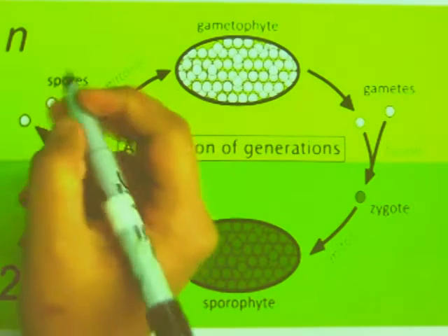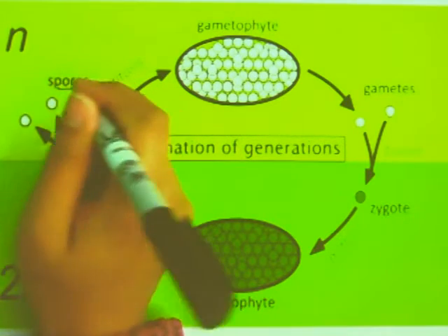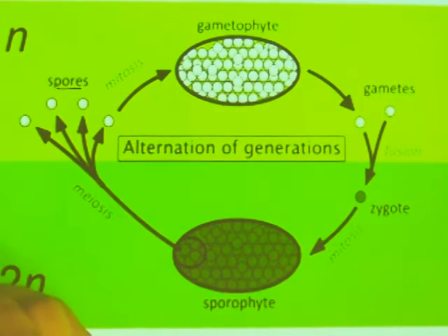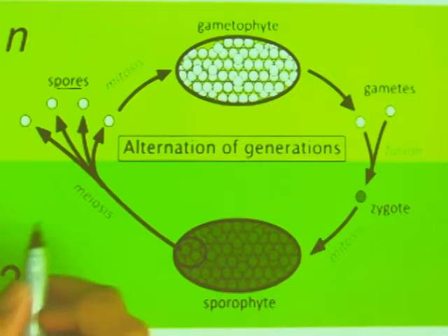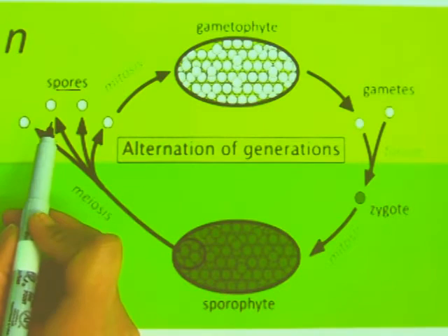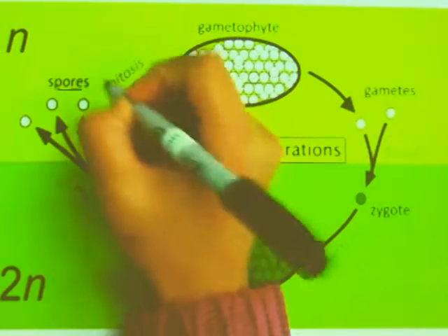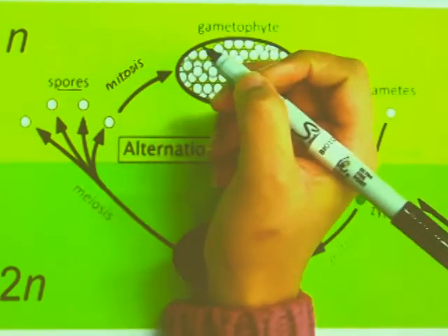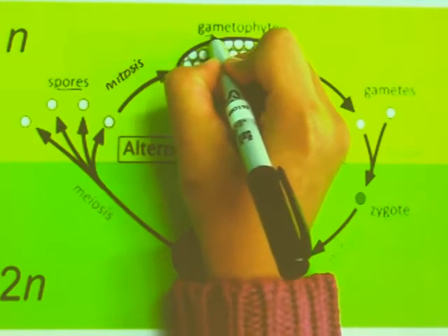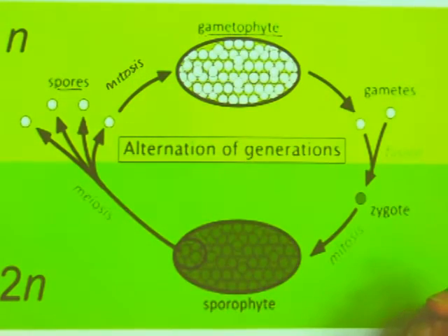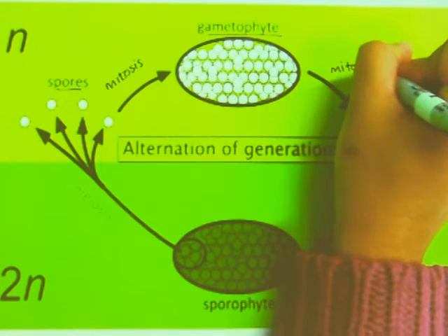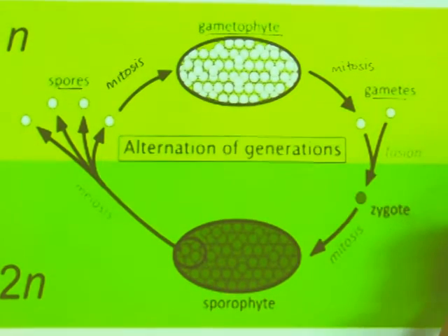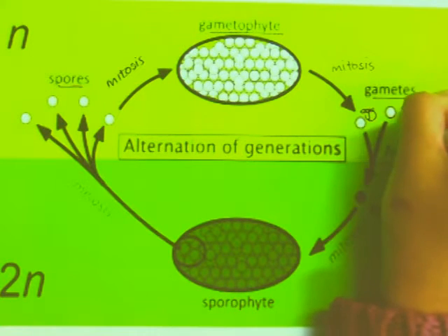So let's start with the spores on the left. This is the first stage of the life cycle. These spores start out as one haploid cell that undergoes mitosis to become a multicellular haploid structure that we call the gametophyte. This gametophyte then undergoes mitosis to produce gametes. This is your egg and sperm.